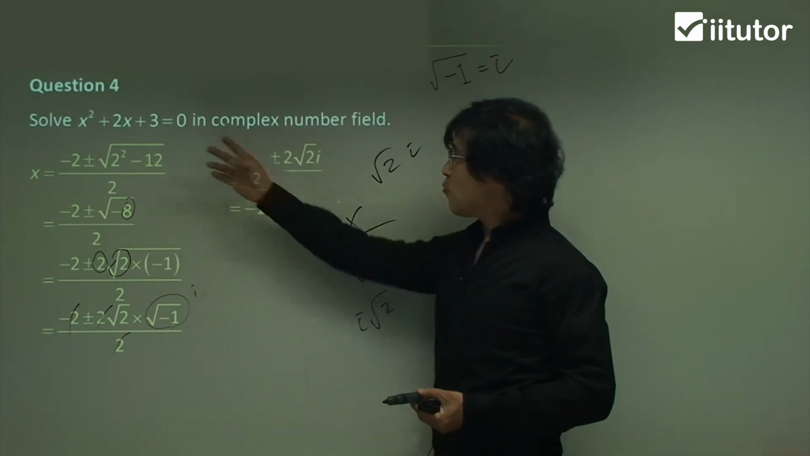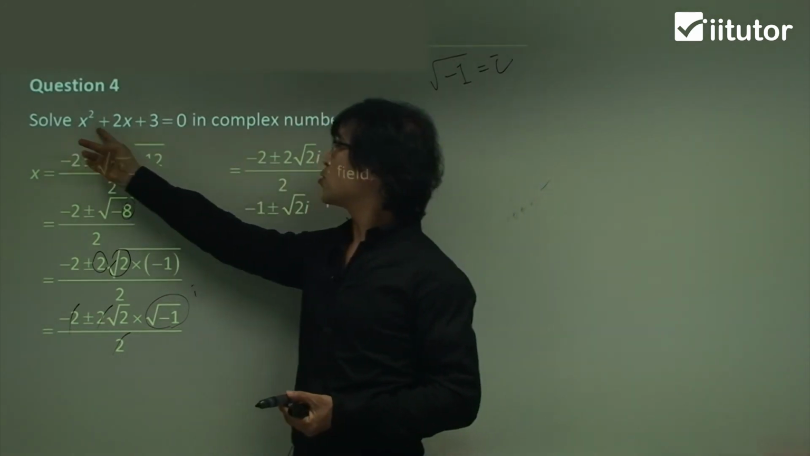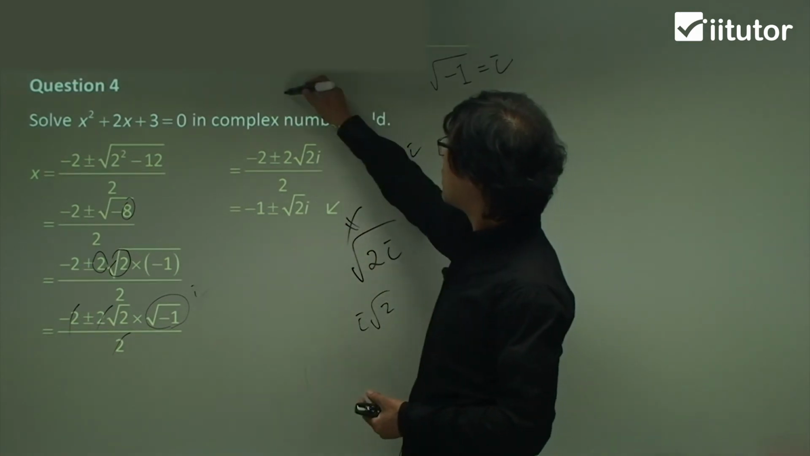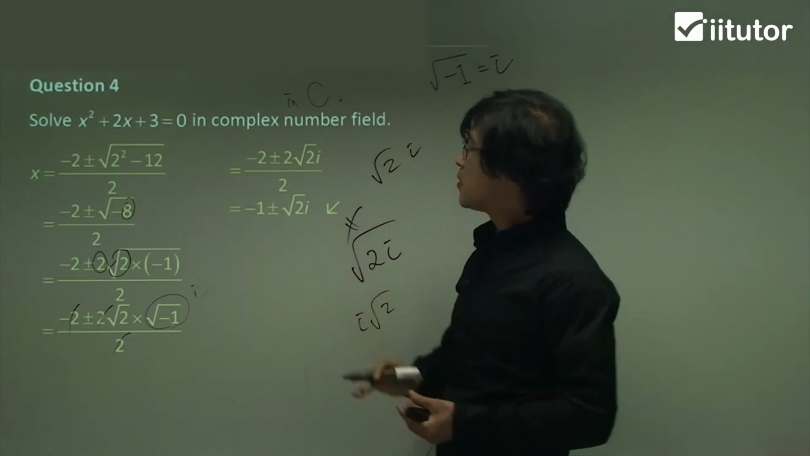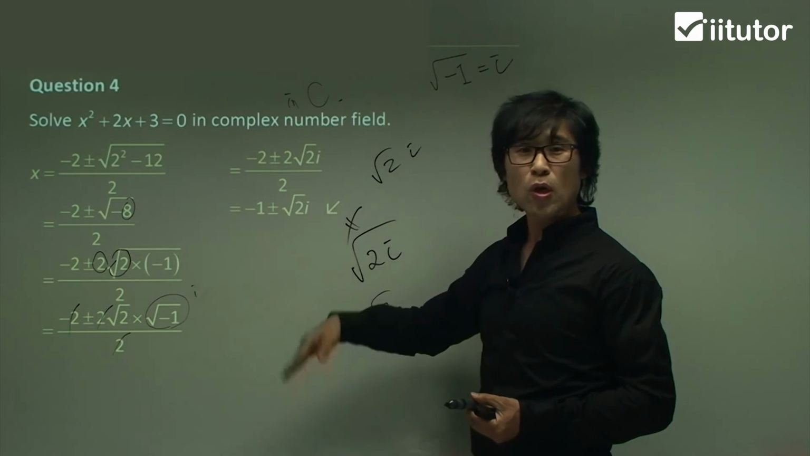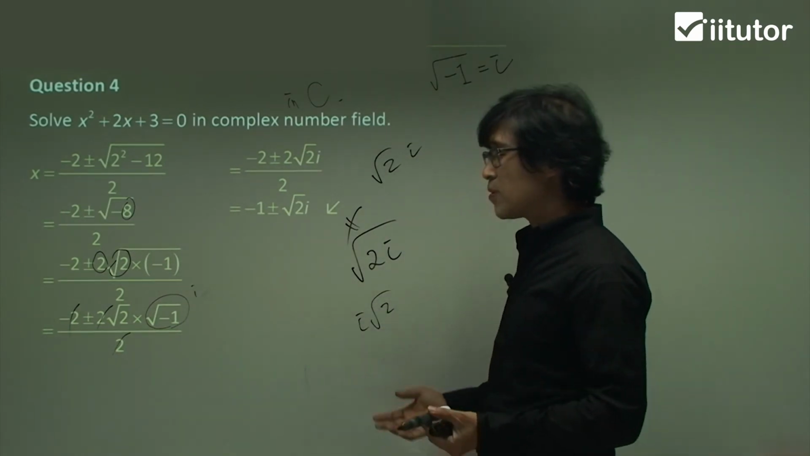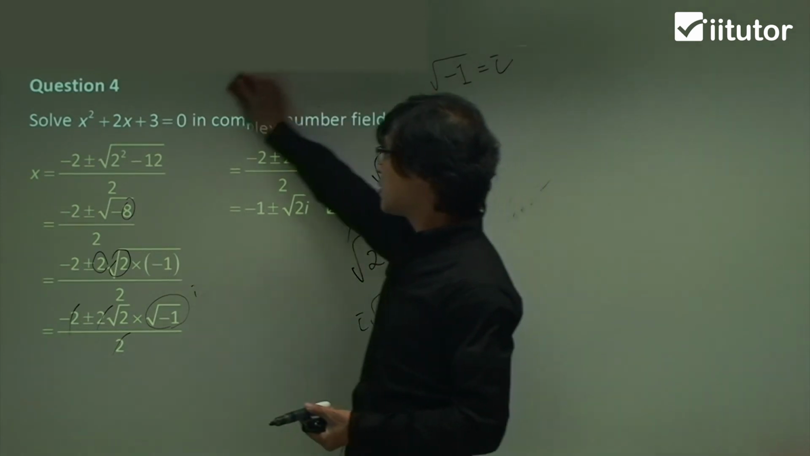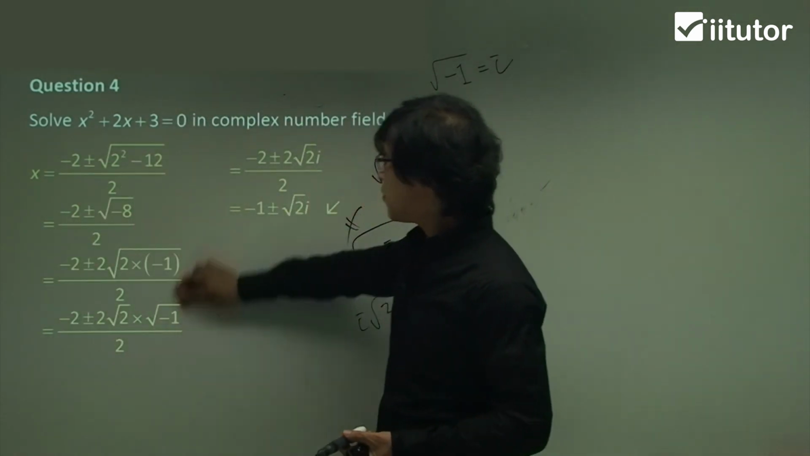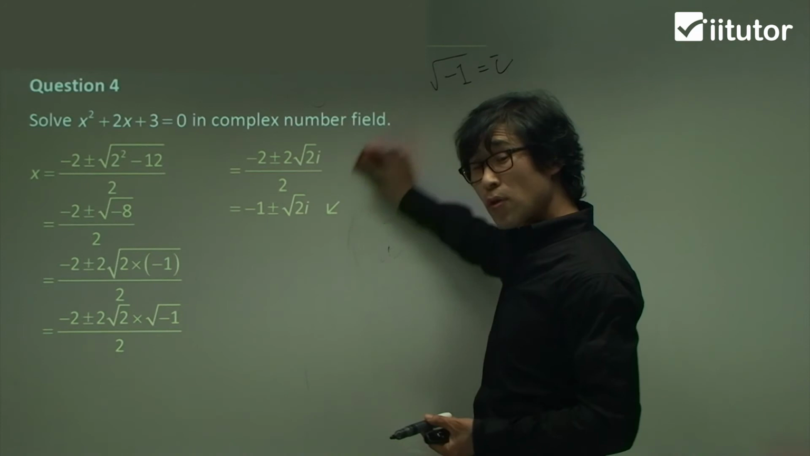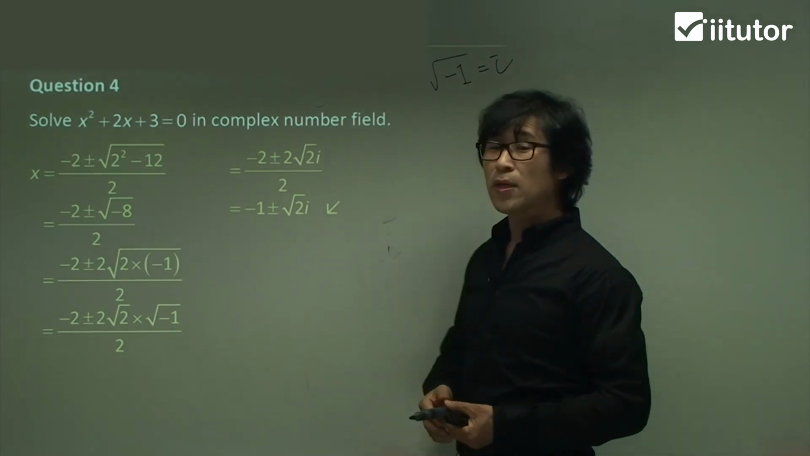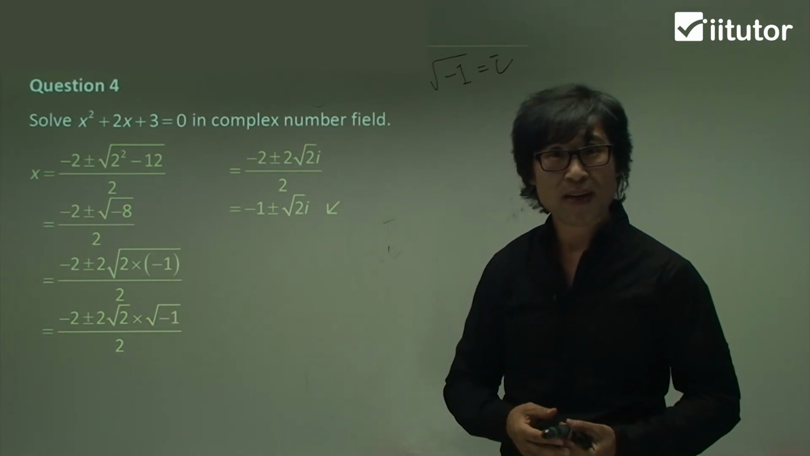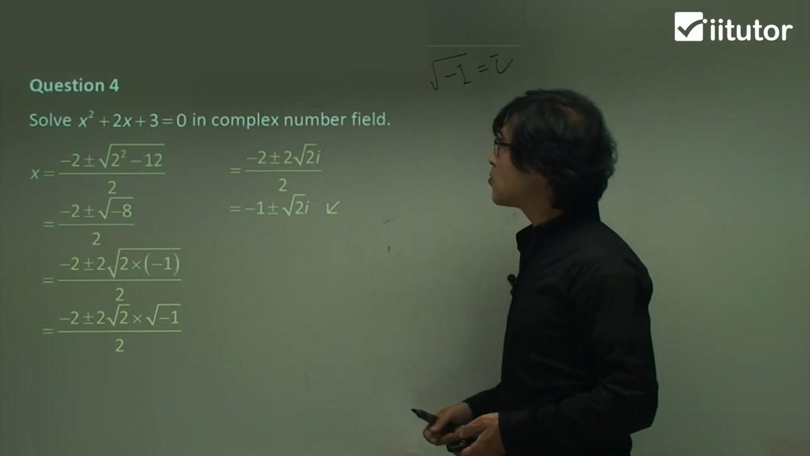Remember, as long as the question asks you to solve in the complex number field, or the question may say in C, then you can keep on going. Even if there's a negative number within the square root, it is completely fine. Okay, so this is the first quadratic equation which involves the complex number, so the answer is coming out as a complex number. So that was question 4.